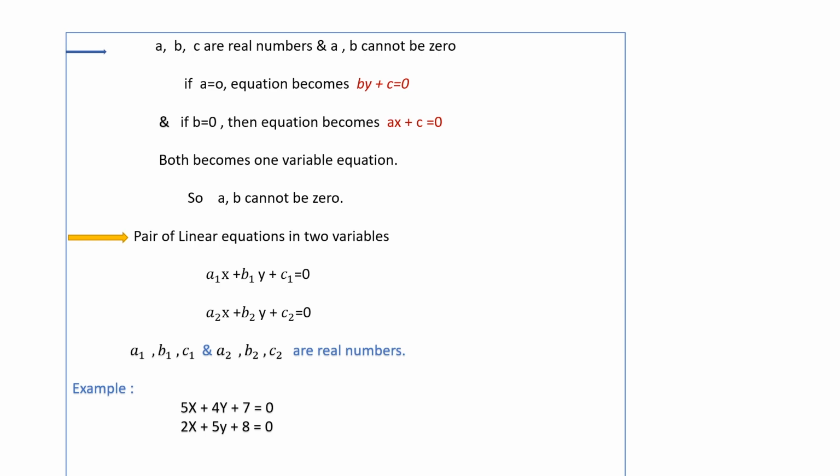So the equations become a1x plus b1y plus c1 is equal to 0 and a2x plus b2y plus c2 is equal to 0. Now I am taking an example. 5x plus 4y plus 7 is equal to 0 and 2x plus 5y plus 8 is equal to 0. We are taking two variables and two equations. In the whole chapter we have to take a pair of linear equations in two variables. This means we have to take two equations in the whole chapter.